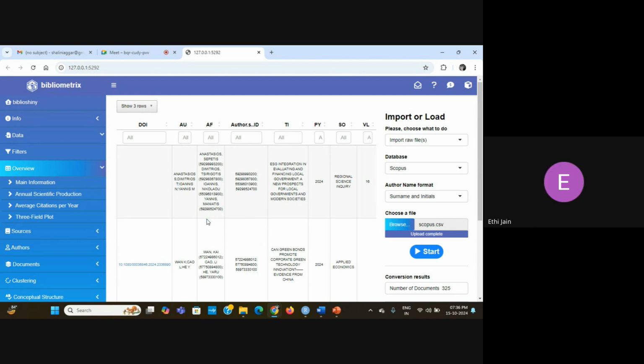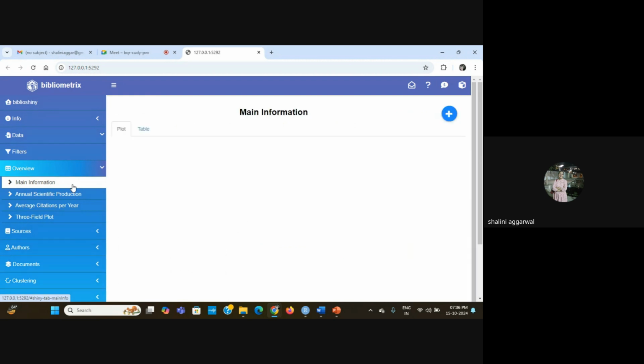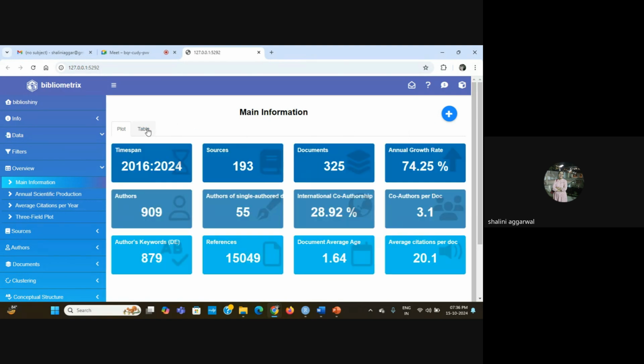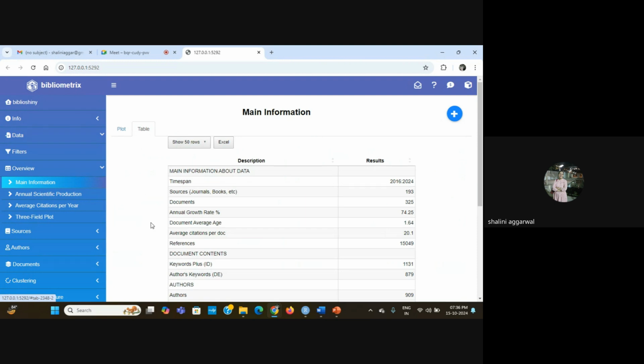After clicking on the start button, once we have browsed the file, then we click on the start button. So then this window will come. Okay, so what is the next step? The first command is just go to overview and click onto the main information. So just look at this. Today I have extracted another file on green bonds right now in the evening itself. So this is the main information it is talking about.